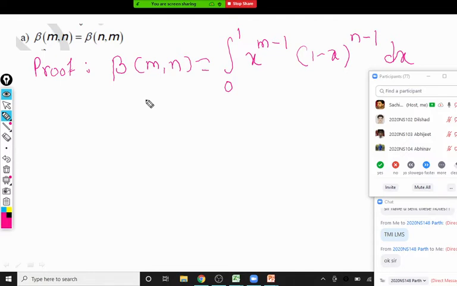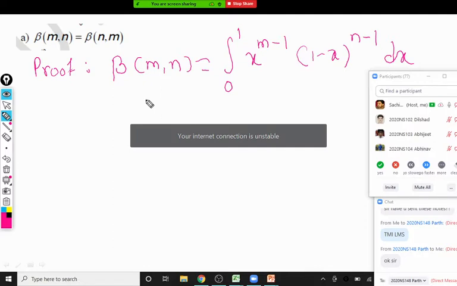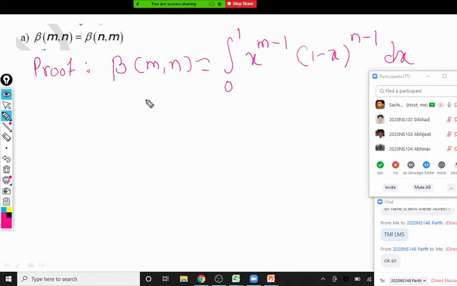So what should be the substitution here? Sir, 1 minus x is equal to t? Very good, yes, you are correct. Some students generally say m is replaced by n. That is not correct, because that is only what we have to prove. Whatever substitution is selected, that is correct.